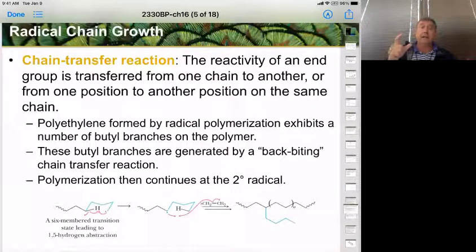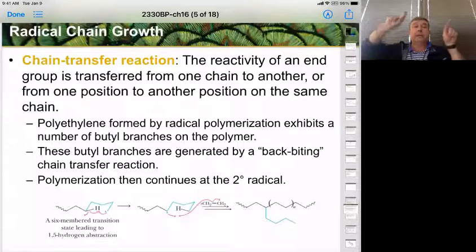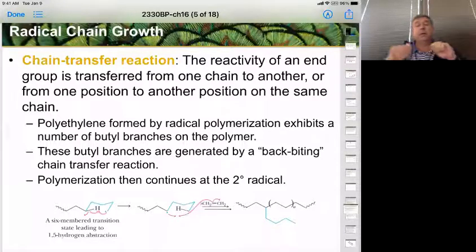But we know that secondary radicals or tertiary radicals are more stable. So what happens is it bends around and pulls off a hydrogen from somewhere in the middle of the chain, generating a secondary radical. One radical, but a secondary radical. Now that secondary radical was more stable. That's why it did it. And so now it'll grow from that point on, giving you a longer polymer.